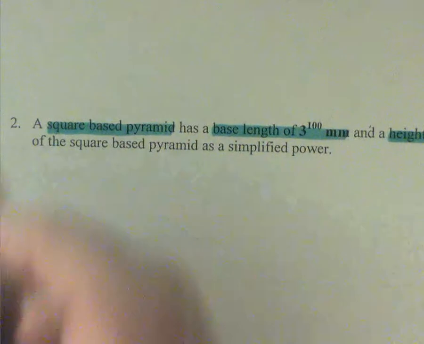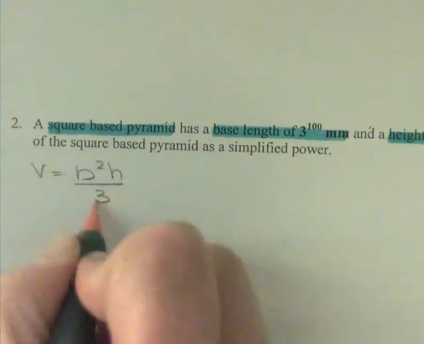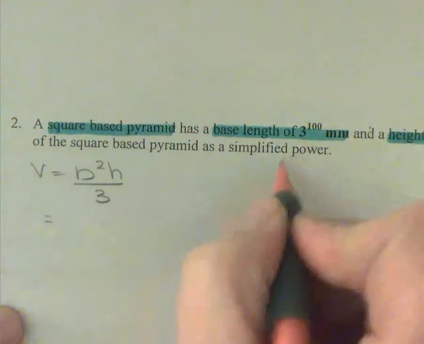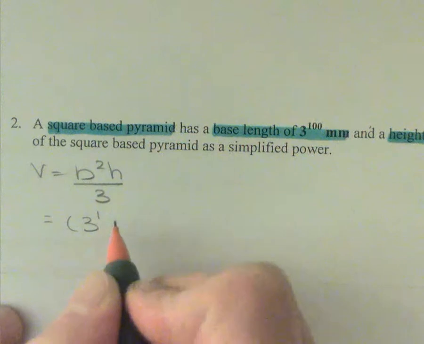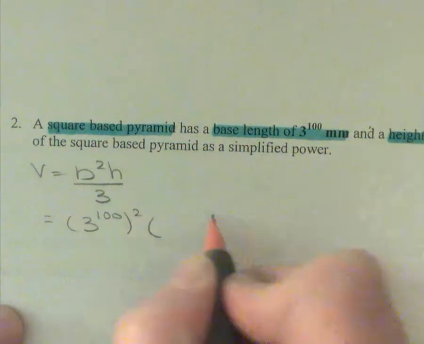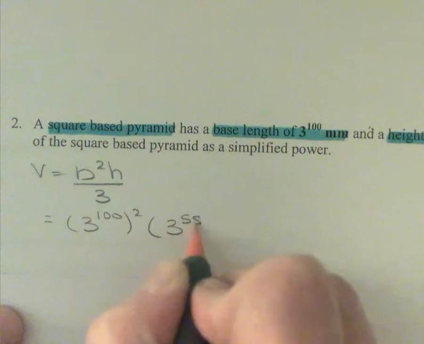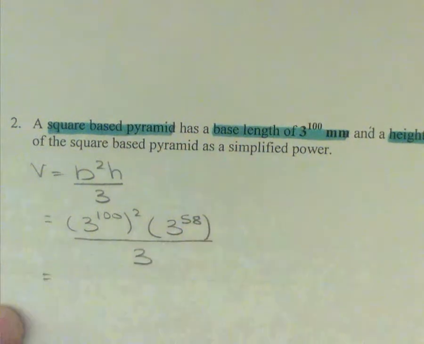So I'm going to write down the formula. The volume is base squared times height divided by 3. So the base is 3 to the power of 100. I'm going to square that. The height is 3 to the power of 58. And I divide it by 3.